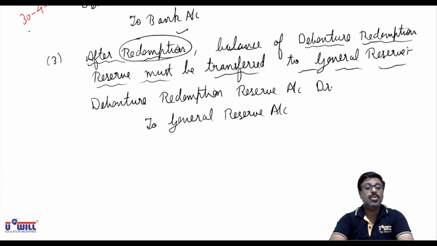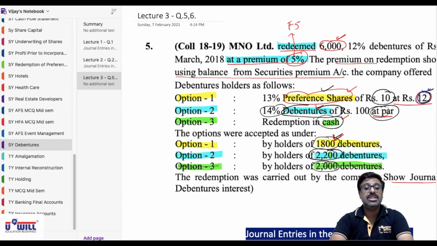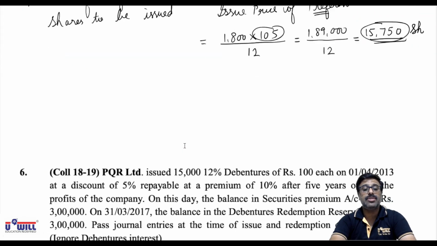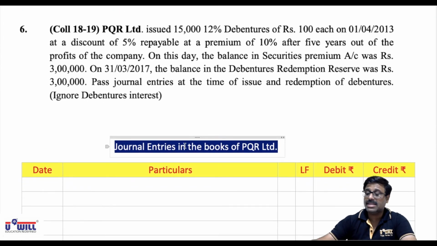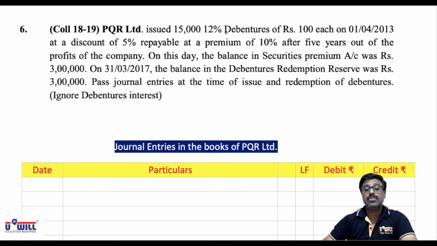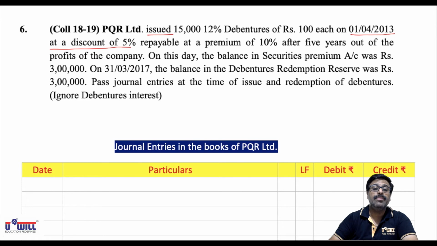So now all of you look at question number 6, which is based on this concept of debenture redemption reserve. Understand it thoroughly well. We'll pass the entries for it. PQR Limited issued 15,000 12% debentures of rupees 100 each on 1st April 2013 at a discount of 5%. They are issued at a discount. The debentures are issued at a discount of 5%. Okay. And then they say they are repayable at a premium of 10%.